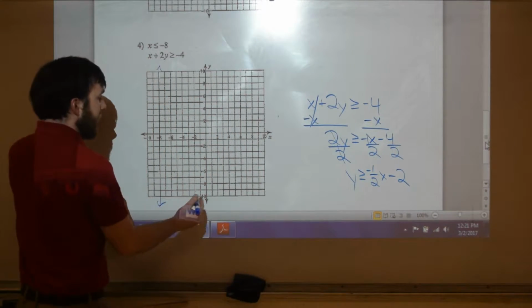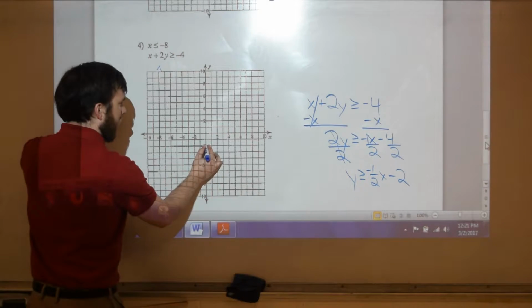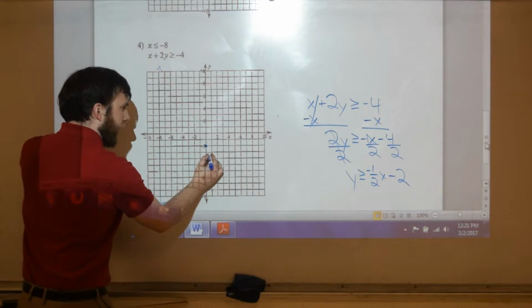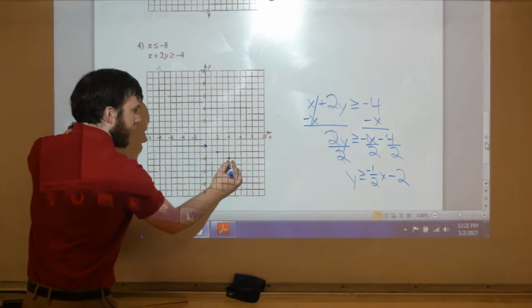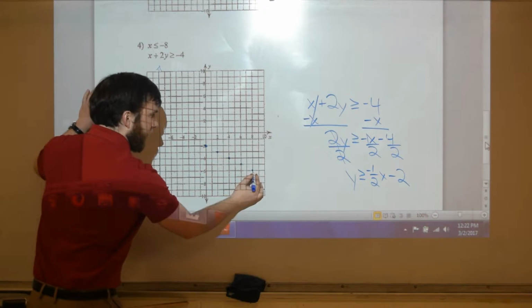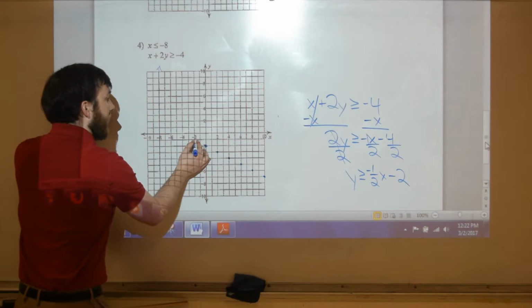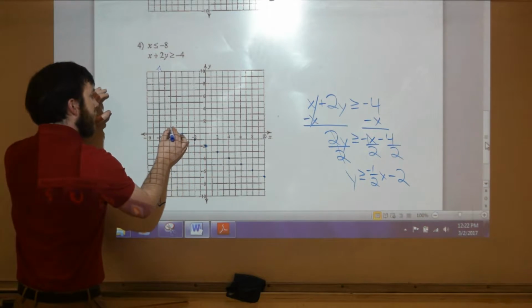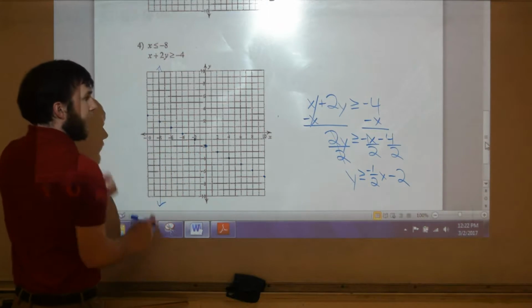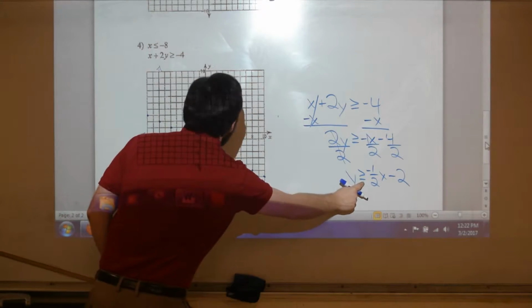So start with a y-intercept of negative 2 and a slope of negative 1/2. Down 1, right 2. Or of course you could go up 1, left 2. That is another solid line.